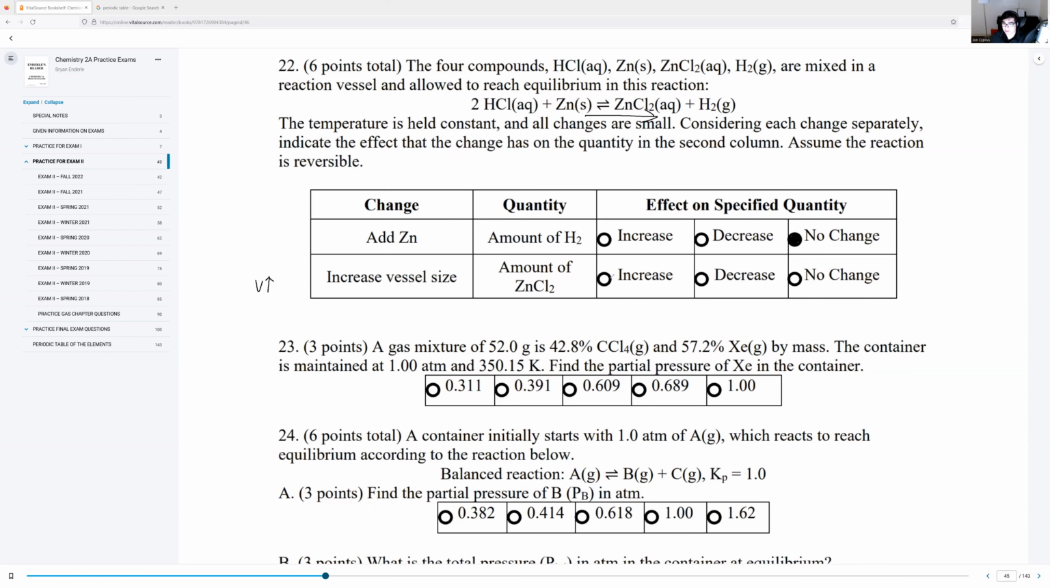right? Increasing the volume is the same as decreasing the pressure of the system. So if you increase the volume or decrease the pressure, it shifts to the side with more moles of gas. Just think of it as more space for the gas to be in. If you do the inverse, if you increase the pressure or decrease the volume, it's going to shift to the side with less moles of gas.